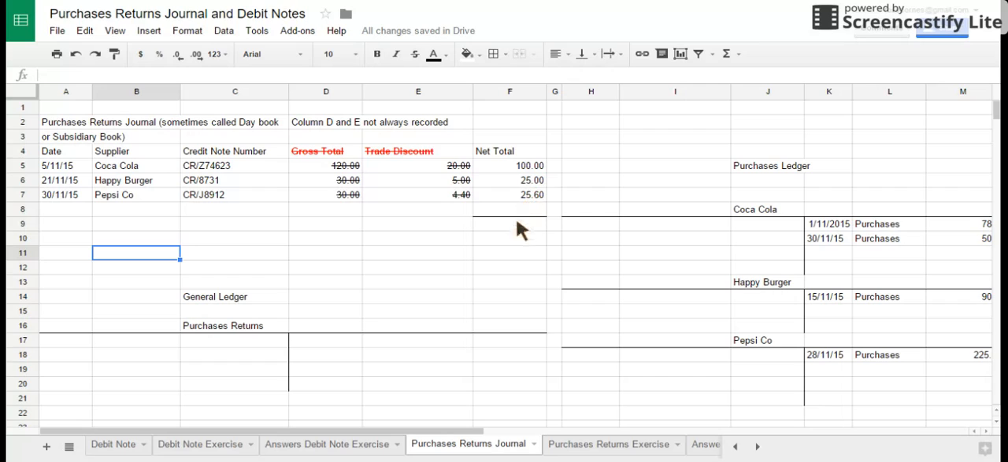First thing is completing the purchases ledger, and if you remember, the purchases ledger contains only the supplier's accounts. So we're going to put 3 transactions in. First transaction, 5th November 2015, and that's for purchases returns, for a total of 100.